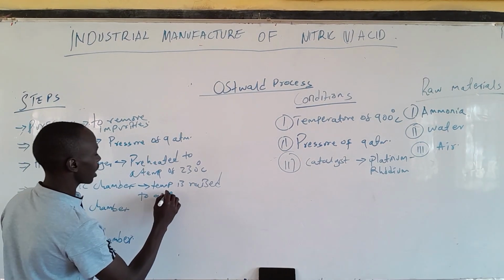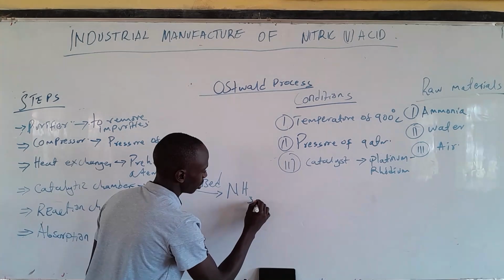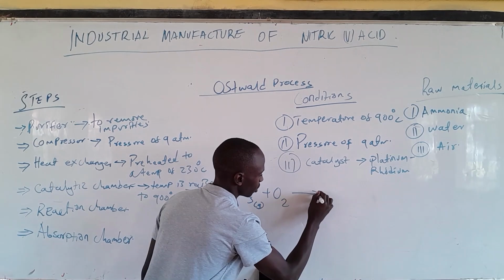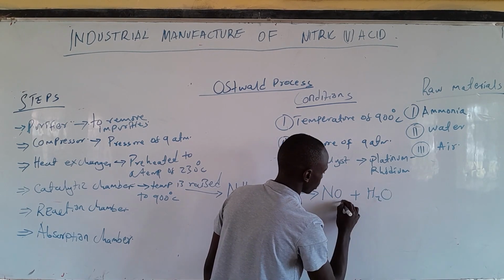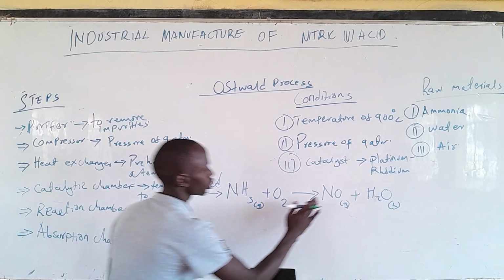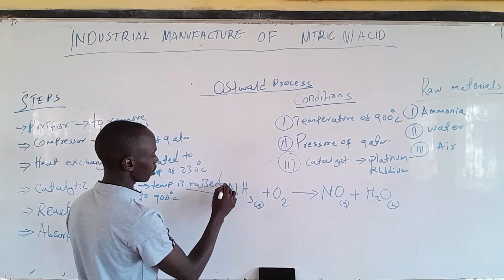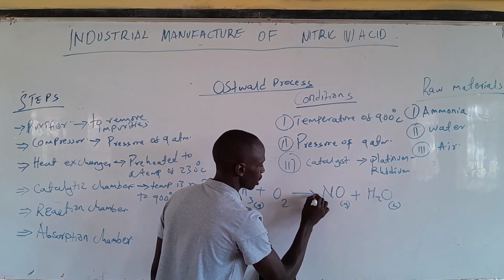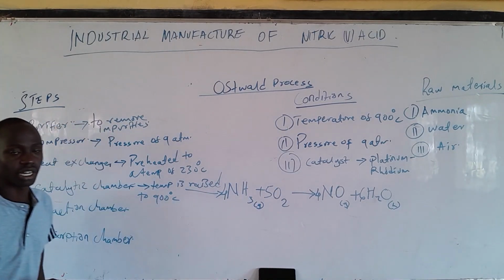So the equation at the catalytic chamber will be ammonia with air. We get nitrogen 2 oxide plus water, gas. Here we have liquid. Then you balance the equation. To balance this equation, we are going to put 4 here, another 4 here, then 5 and 6. So that equation has been balanced.